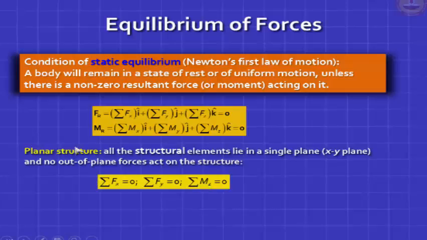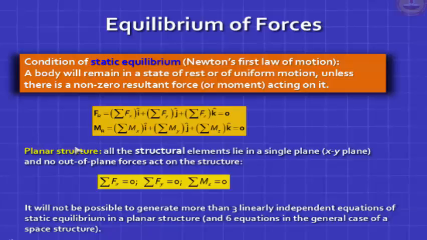The definition of a planar structure is that all the parts of the structure, like a plane frame, lie within one plane, but in addition the loads also act on that same plane. It will not be possible to generate more than 3 linearly independent equations of static equilibrium in a planar structure, and 6 equations in the general case of a space structure.